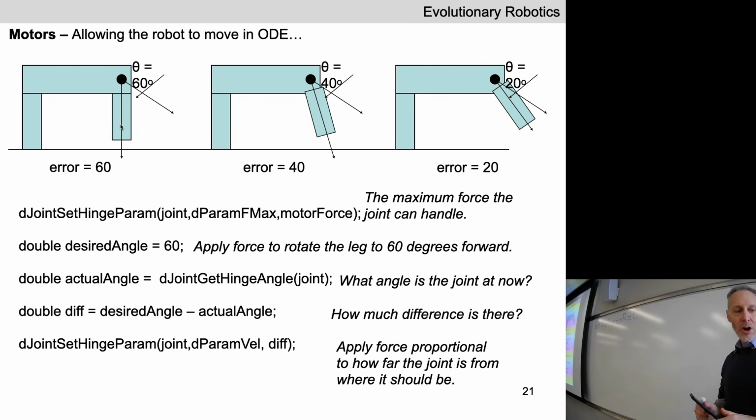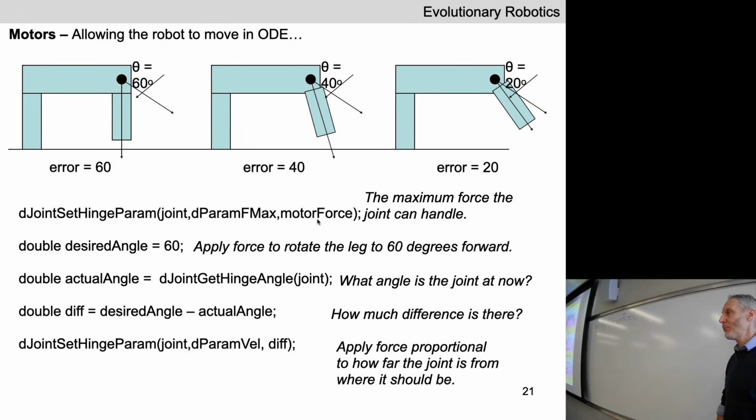So what this cartoon is telling us at this point in time is the current angle of the joint is 0, and we want that joint to extend the front leg away to 60 degrees, rotate it outward to 60 degrees. So far, so good? Have I lost anyone? Okay. All right, let's jump back to some, again, this is ODE code here. We are setting, in this case, a parameter of the hinge joint. We're setting that parameter to be the motor force.